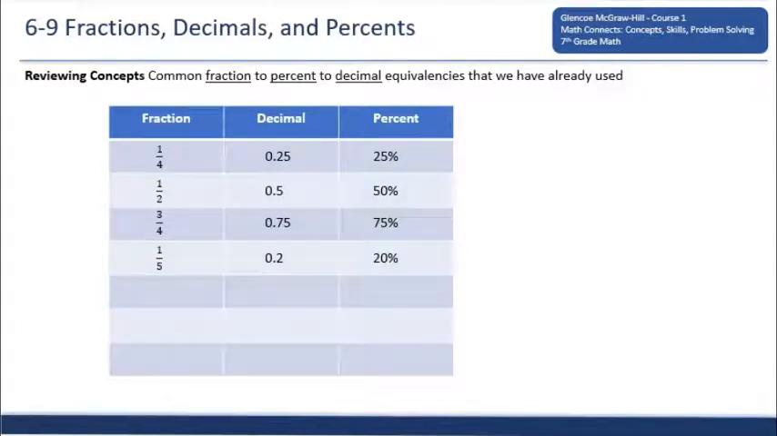0.2 or 20%. And then 2/5 is 0.4 or 40%. 3/5 is 0.6 or 60%. 4/5 is 0.8 or 80%. So hopefully you see the pattern there with the fifths. 1/5 is 0.2, or 1/5 of 100 is 20, and then 2 times 20 is 40, and so on.